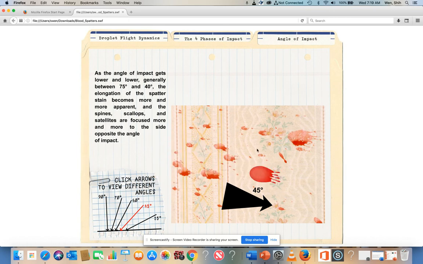Now I'm going to do a video where I start to drop different types of blood droplets from different heights. So that might be something that you're going to see on Friday. But at the same time, just keep in mind that the angle of impact is really, really important in trying to determine how that particular blood spatter was formed.